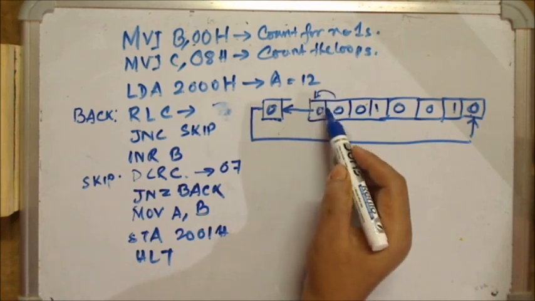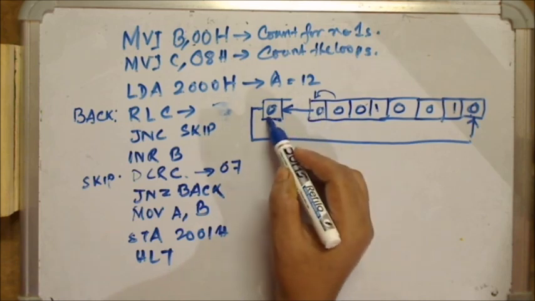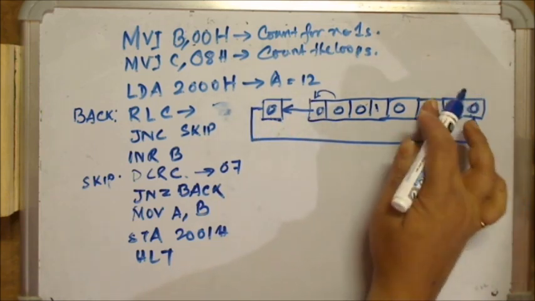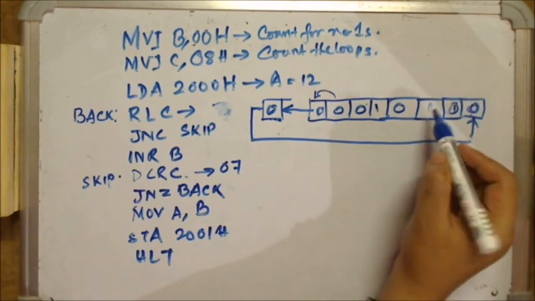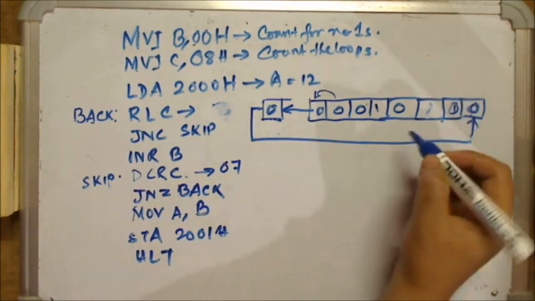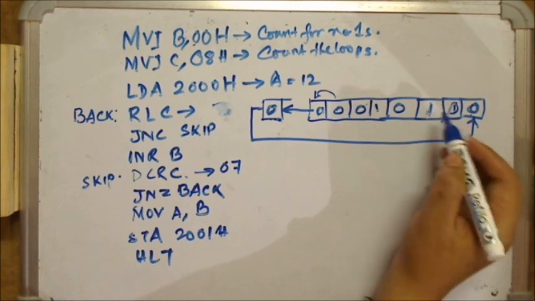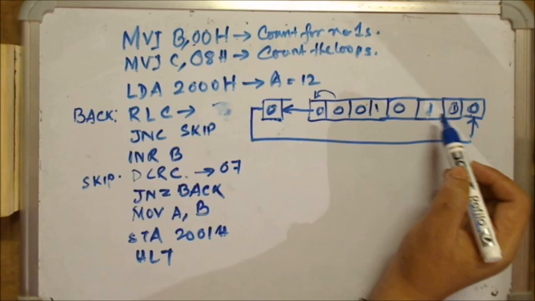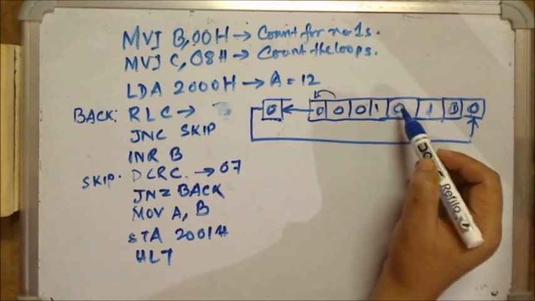This 0 has come here. Okay, and they will go here. And this 0 will go here. This 0 will come here. This 1 will come here. Okay, and then this 1 will come here. This 0 will go here.